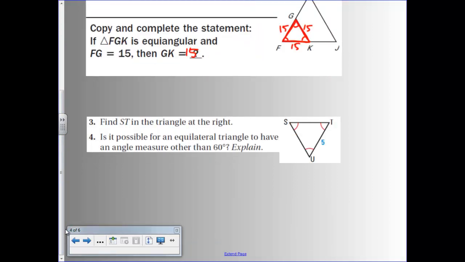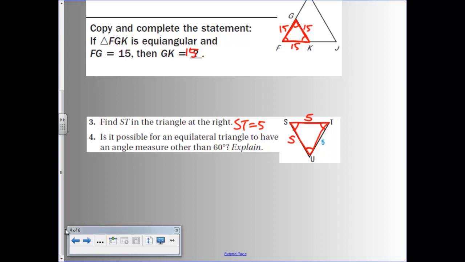Find ST in the triangle at the right. I look at this picture and right away I'm like, oh, what kind of triangle is it? Equiangular, so that means it's equilateral. So if this is 5, this side's 5, and ST is also 5. So ST equals 5. Notice I didn't put the line above ST because it's equals. If it's equals, I'm talking about that segment length, and I don't need the congruent or the line segment symbol above it.